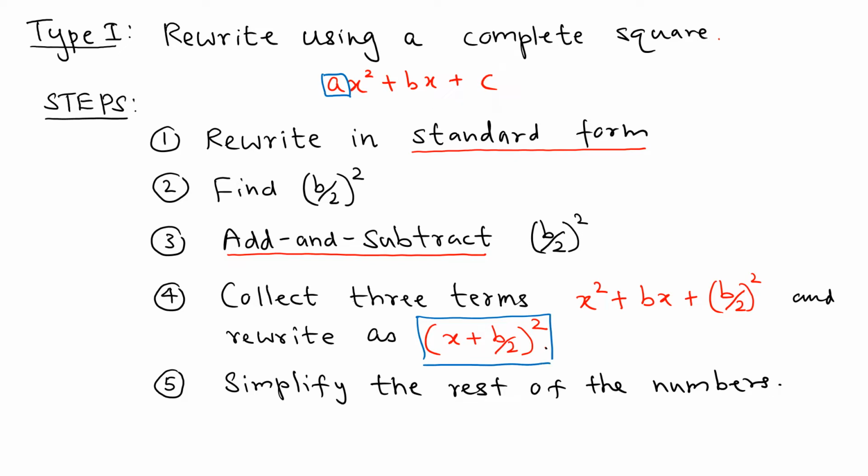And then we simplify the other numbers. After we collect these 3 terms, you have 2 more numbers. You simplify those and get a final number. Those are the steps to do a complete square problem. Let's look at a few examples now.